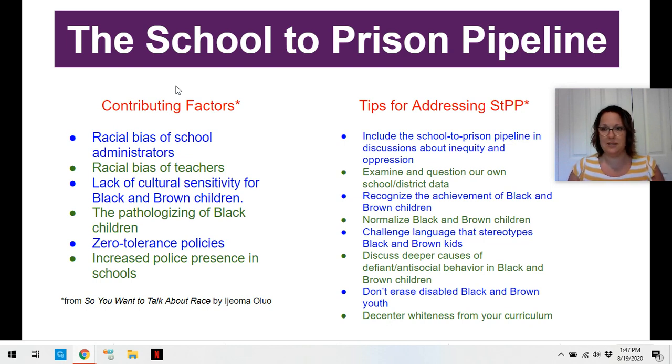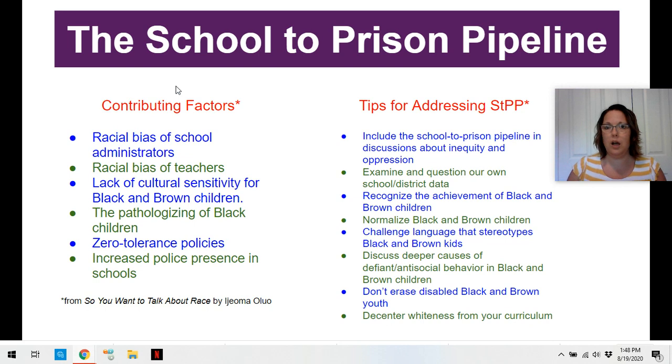We all have bias. We are a largely white staff. We can't escape our bias. So if it is unexamined and just assumed that we are not racist, we have our bias. We need to work on it. A lack of cultural sensitivity for our Black and brown students. Assuming that our Black kids are automatically criminal. Zero tolerance policies with things like attendance and dress code, and increased police presence in schools.